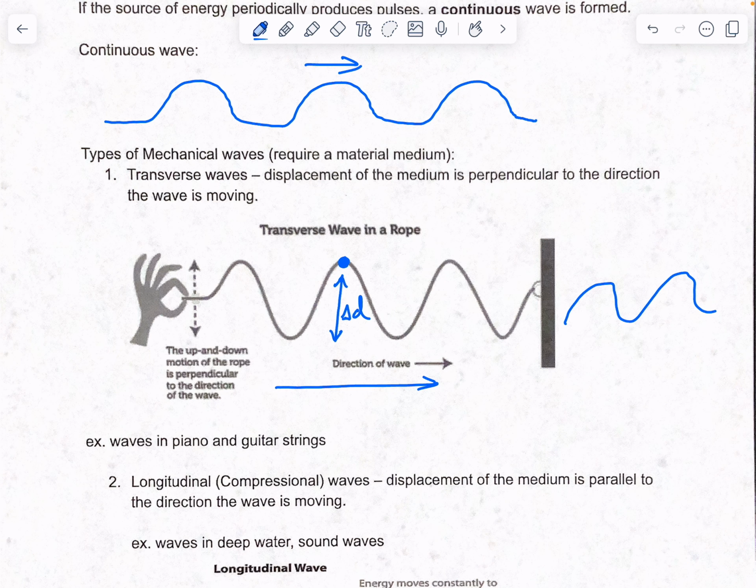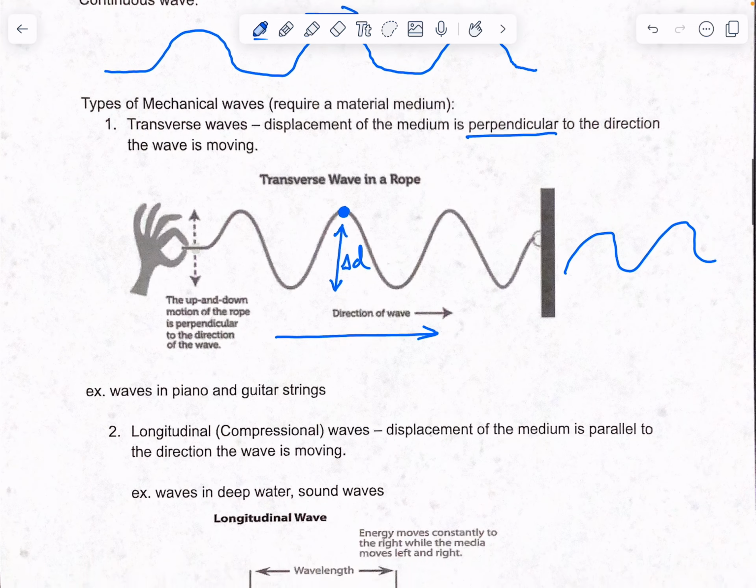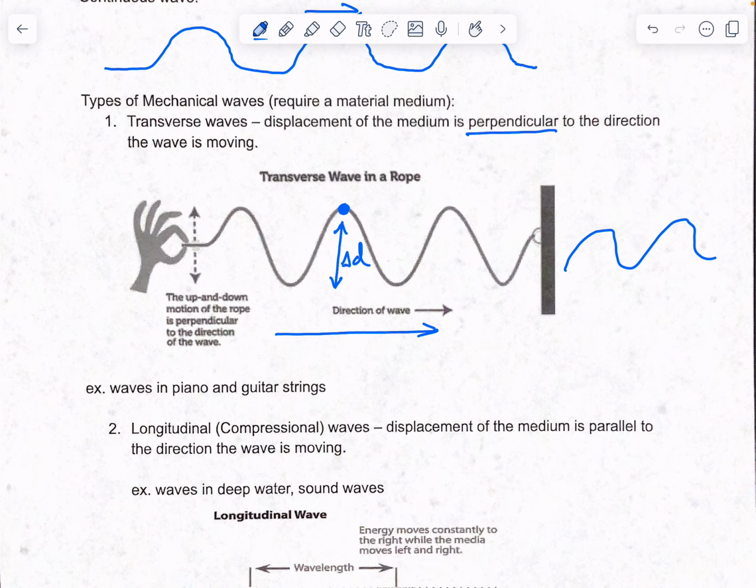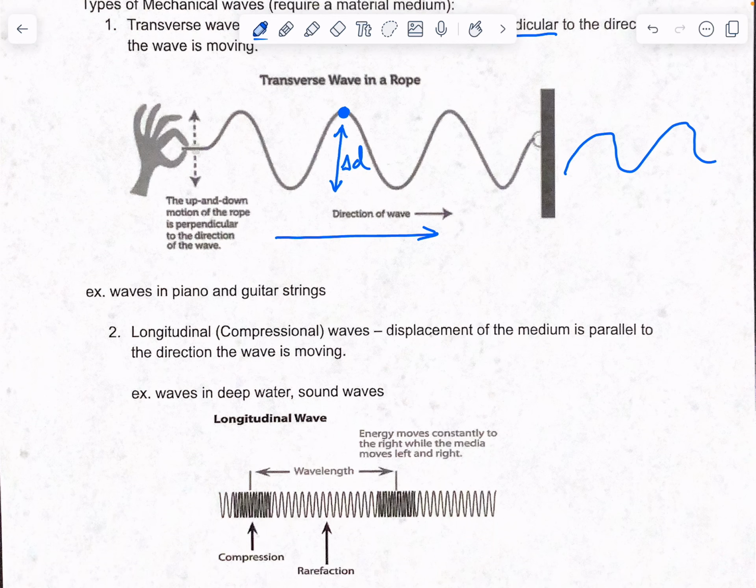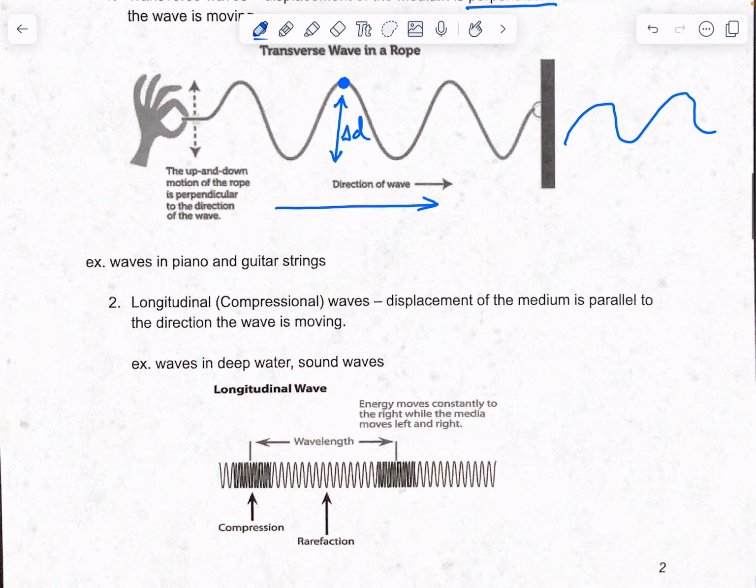Okay, so at one point it could be at the bottom, at one point in the middle, it could be at the top. But the point is its displacement is vertical, and the direction of the wave is going horizontally. So that's what we mean by perpendicular. So that is a transverse wave. An example would be waves in a piano or guitar string. If you ever pluck a guitar string and see a video in slow-mo, that's what it looks like going down the fret.